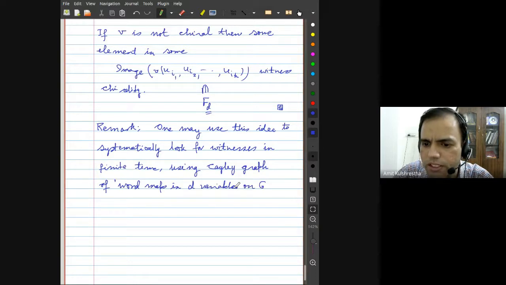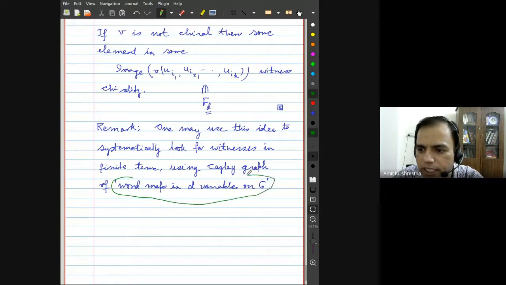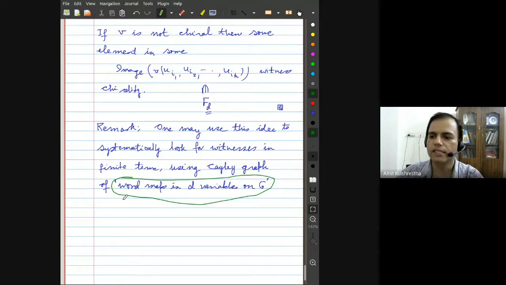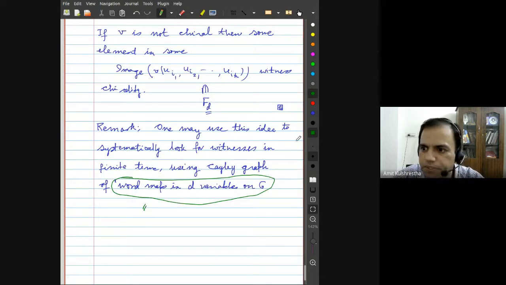So what is this calligraph W? You can take the set of word maps in a fixed number of variables in a group G, and if all the word maps you denote by WG, you just see them as maps over that particular group, not as a word in a free group. You see it as a map for a particular group. Okay, so WG is a collection of all word maps in D variables, and it comes with a group structure.